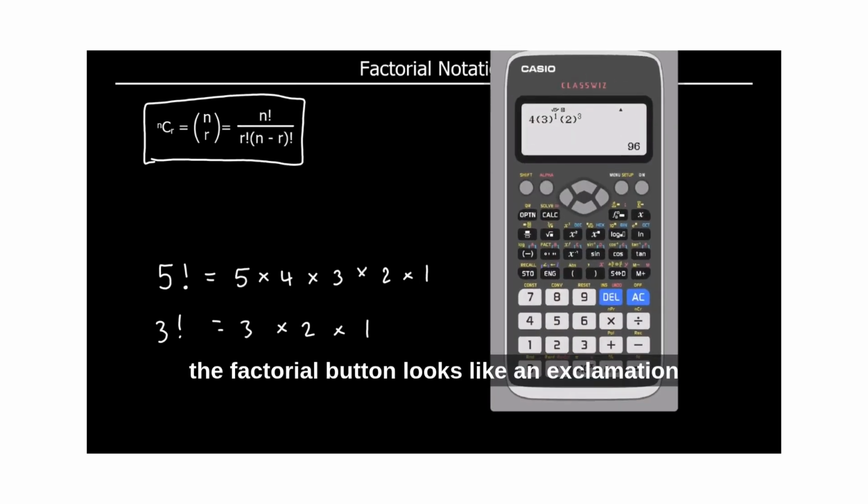So the factorial button looks like an exclamation mark. It's above the power of -1 on this calculator. So 5 factorial, press equals. It's done 5 times 4 times 3 times 2 times 1, and that's 120. I wanted 7 factorial, that's 5040. There's also an NCR button on the calculator, which is shift divide on this calculator.